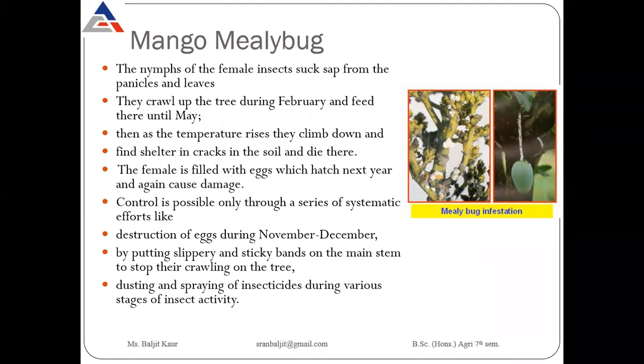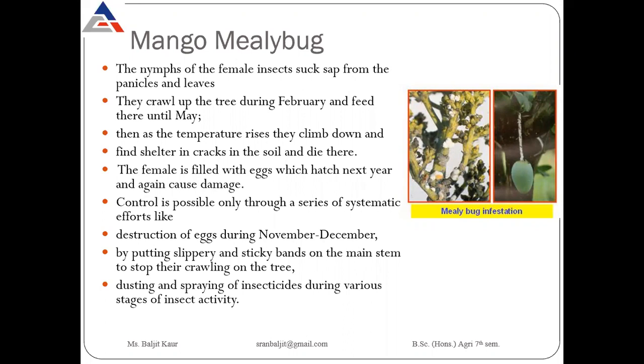Then as the temperature rises, they climb down and find shelter in cracks in the soil and die there, right? So their main period of damage is from February to May. The female is filled with eggs which hatch next year and again cause damage. So control is possible only through a series of systematic efforts, like destruction of eggs during November-December, putting slippery bands or sticky bands on the main stem to stop their crawling on the tree, and dusting and spraying of insecticides during various stages of insect activity, right?